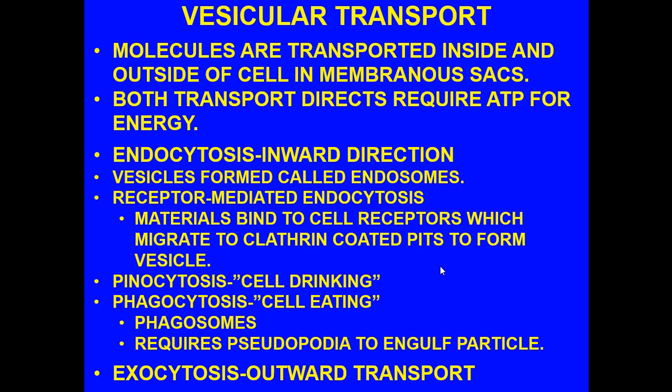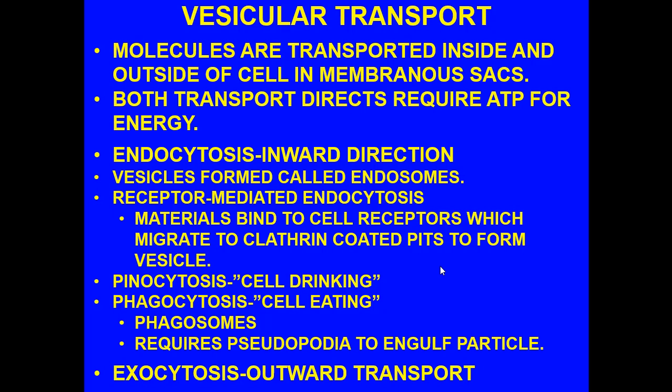Phagocytosis is known as cell eating. Phago, to eat. Instead of engulfing a liquid blob, it's engulfing some large solid material. It could be a bacterial cell. It could be a large protein. It could be any of a number of other larger molecular structures. When you form this membrane around the structure and bring it inside the cell, you have what is called a phagosome.